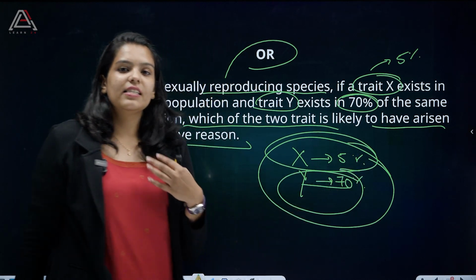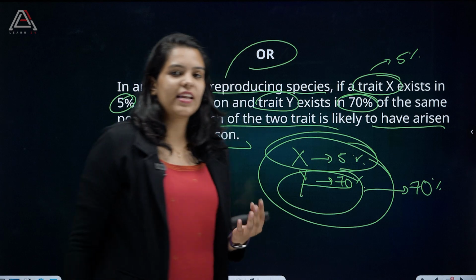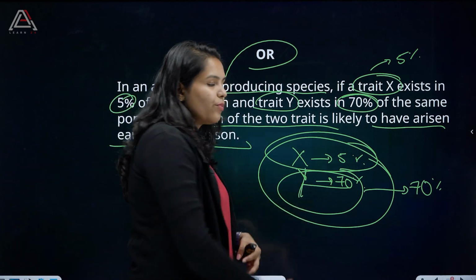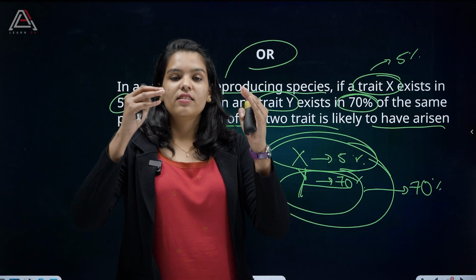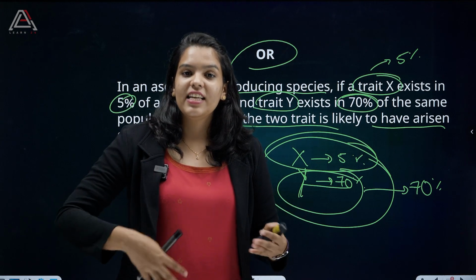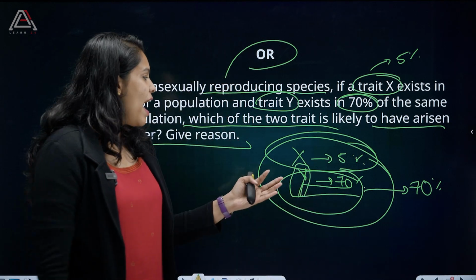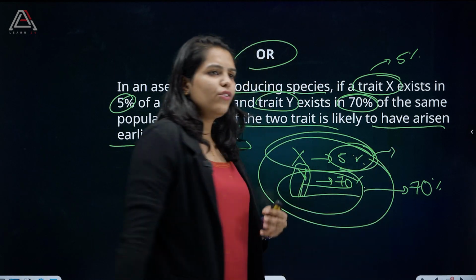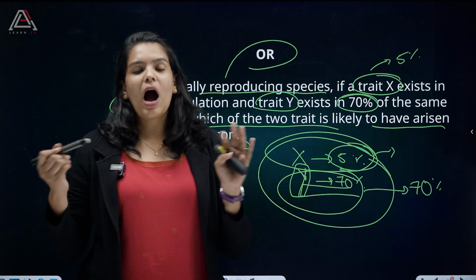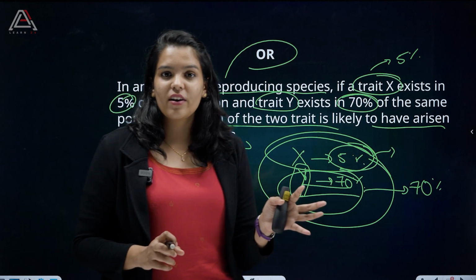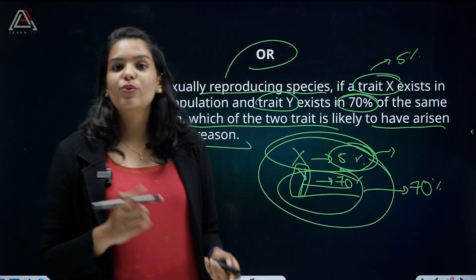You can see Y is 70%, right? So it's very obvious that Y is the one which arose earlier. Why? Because in asexual reproduction, identical copies are produced in the next generation. So Y has been produced the longest, and X, that is 5%, is different. In asexual reproduction identical copies are produced, so how does variation come? When mutations occur, right? So it's very obvious that Y arose earlier compared to X.